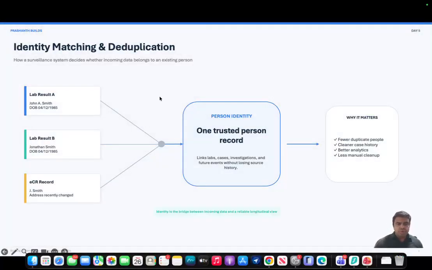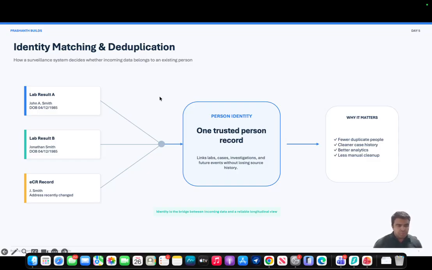In day 4, we looked at electronic lab reporting and how lab results enter public health. Today, I want to focus on what happens next. How do we know whether the incoming results belong to a person who's already in the system? This is identity matching and deduplication.